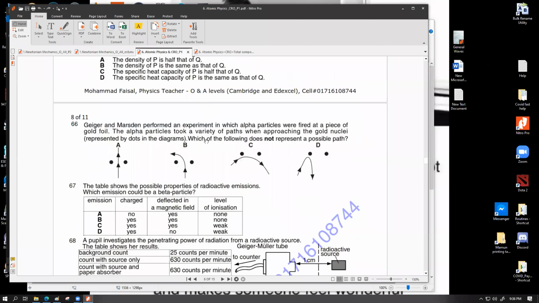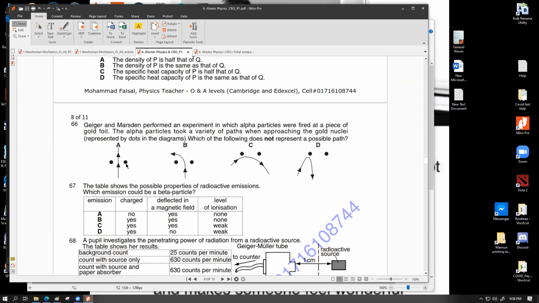Yes, sir. Ask him. Yeah, 66 was the other problem. Geiger and Marsden performed an experiment in which alpha particles were fired at a piece of gold foil. The alpha particles took a variety of paths when approaching the gold nuclei, represented by dots in the diagram. Which of the following does not represent a possible path? B does not represent a possible path. Let me tell you why.